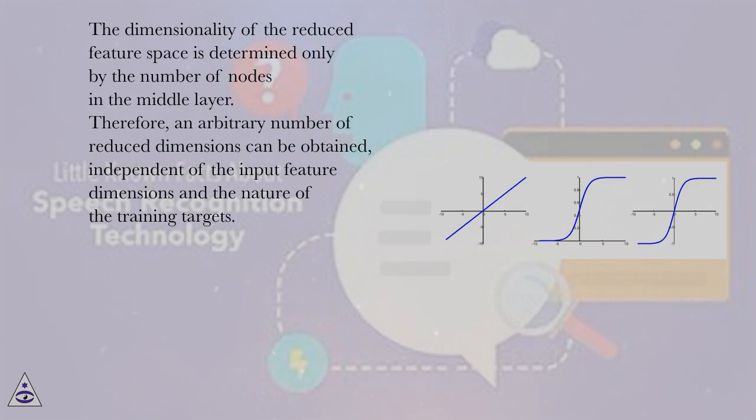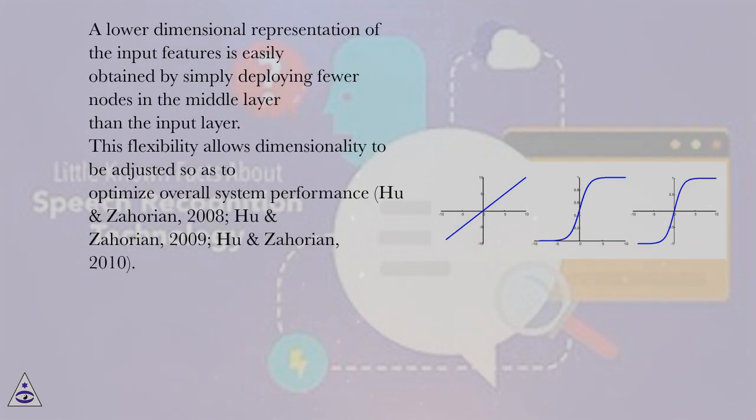the training targets. A lower dimensional representation of the input features is easily obtained by simply deploying fewer nodes in the middle layer than the input layer. This flexibility allows dimensionality to be adjusted so as to optimize overall system performance. Huanzarian, 2008, 2009, 2010.